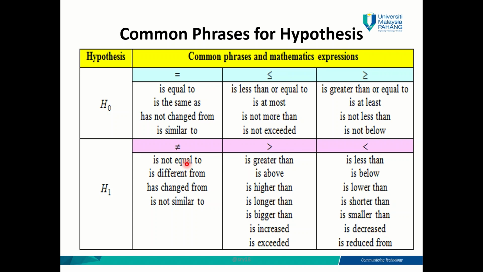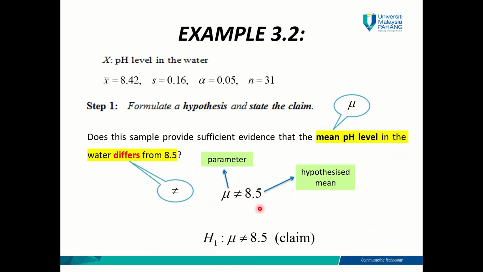So based on this solution class, we now have a two-tail test hypothesis testing. Okay, so this is a two-tail test hypothesis testing. Right, so now you're done with the first step. The first step is done.